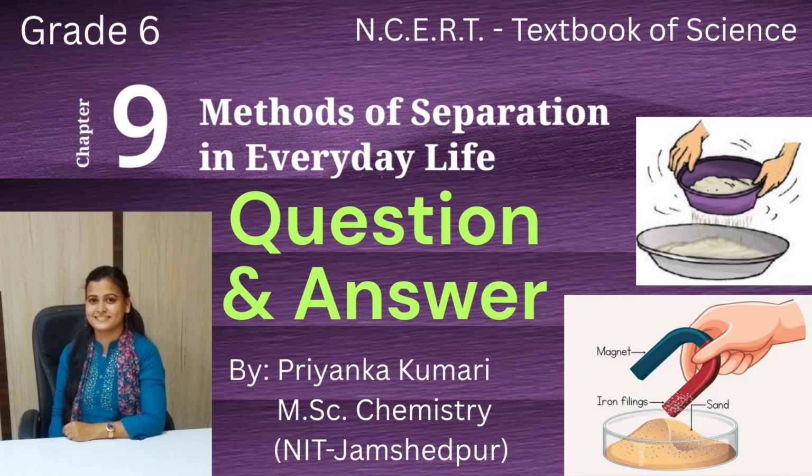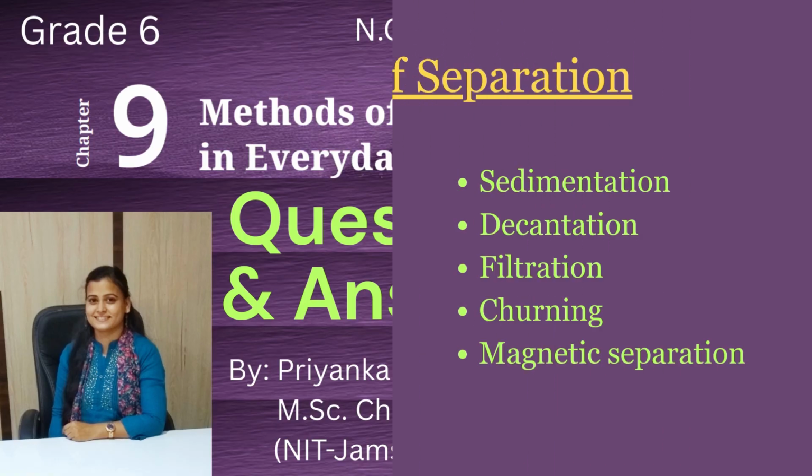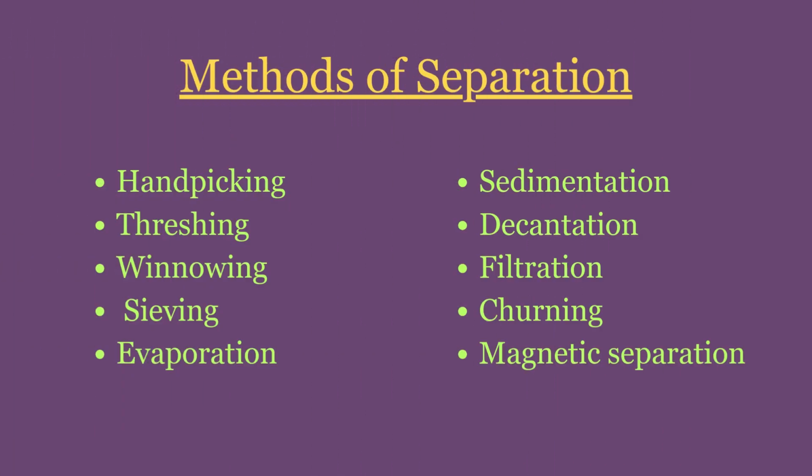So let's begin. First, we will look at a summary of the chapter and then we will discuss the questions and answers. So let's start learning. In this chapter, we will learn about different methods of separation used in our everyday life. These methods are handpicking, threshing, winnowing, sieving, evaporation, sedimentation, decantation, filtration, churning, and magnetic separation. Let's understand them one by one.